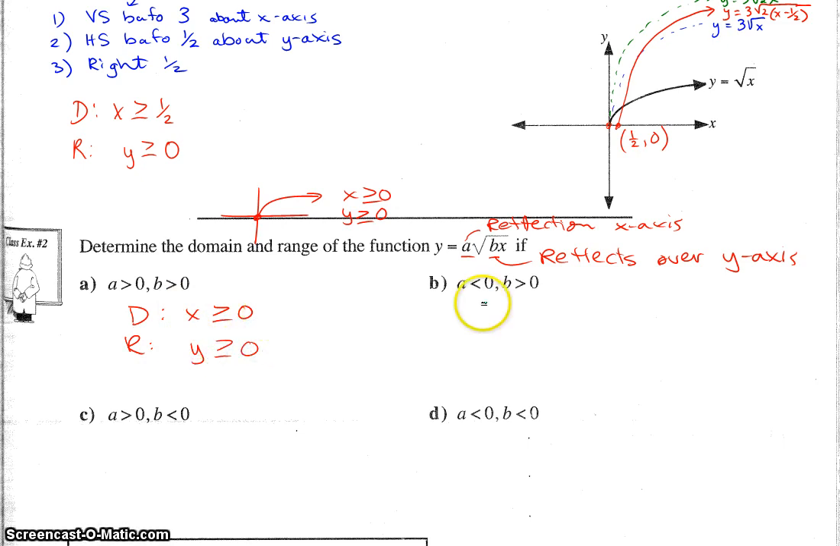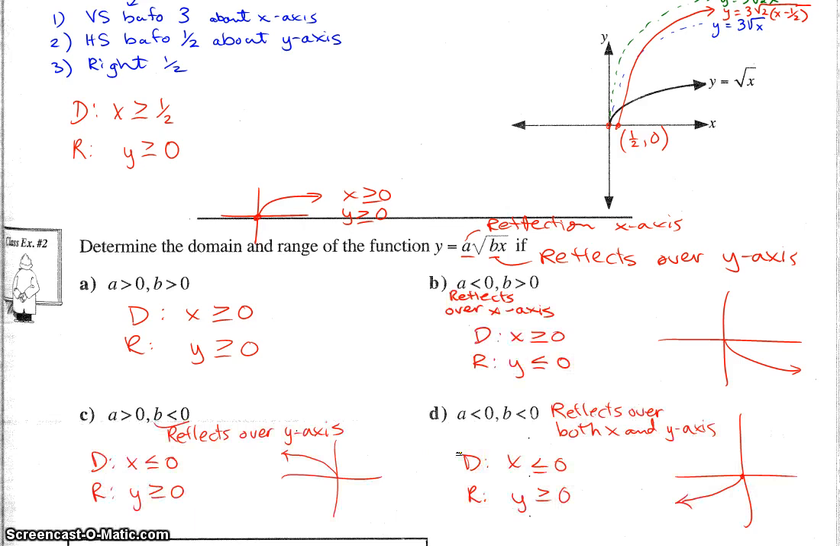I want you guys to take a stab at what you think B, C, and D would be for domain and range. Do a little sketch if it helps, to see what it looks like, and then we will check back and see if we have the same answer. Okay, pause your video, please.